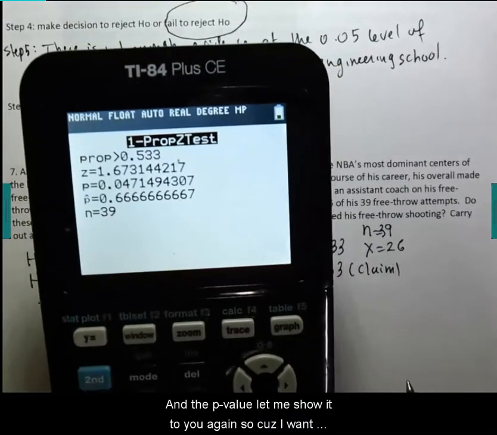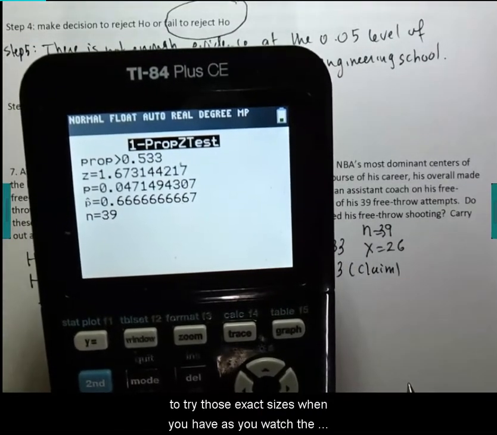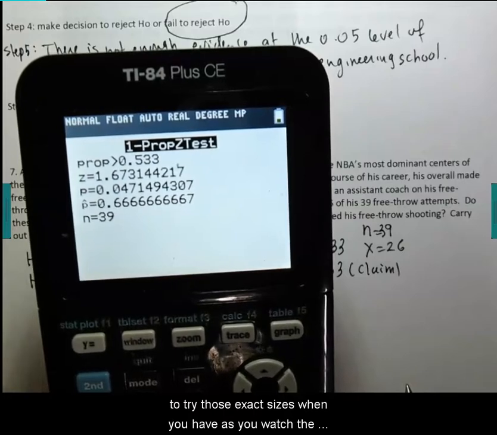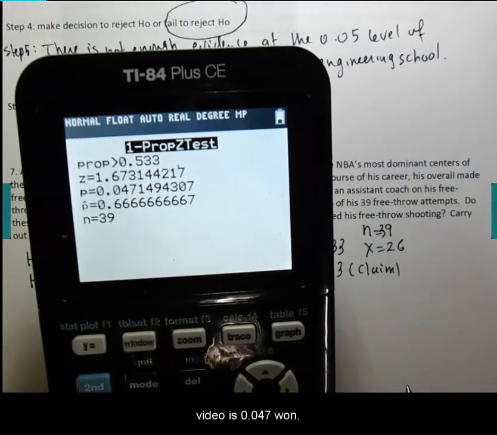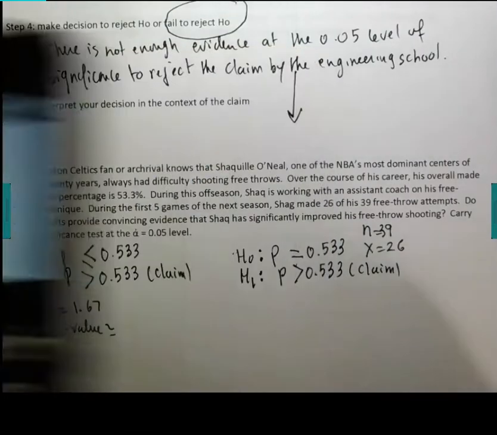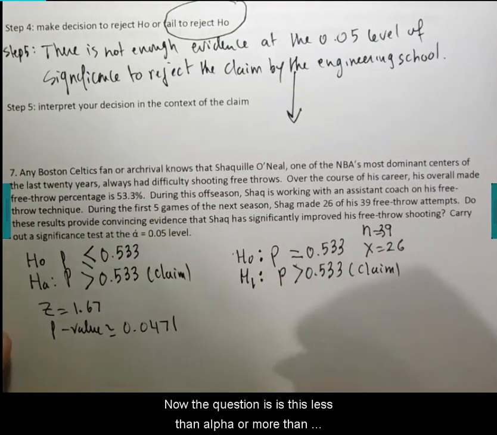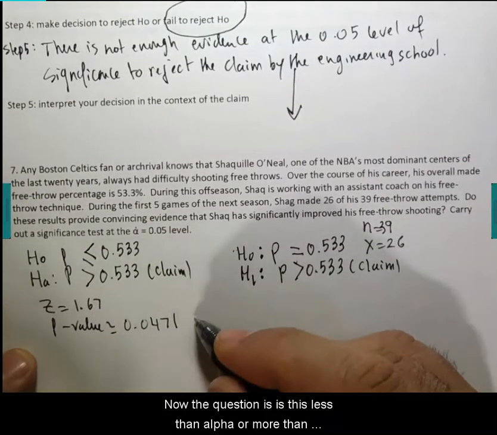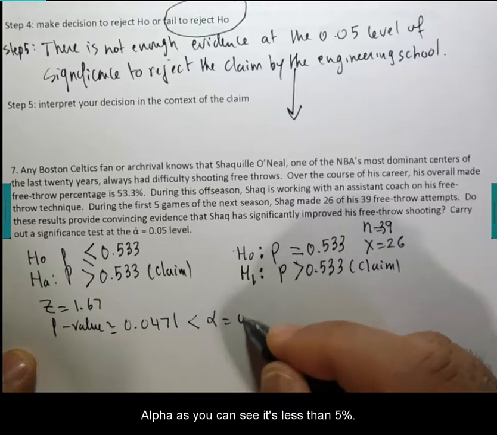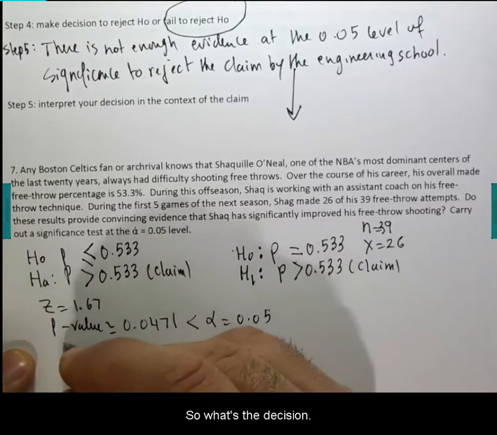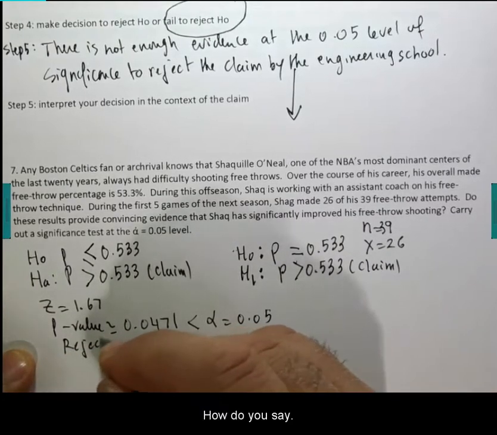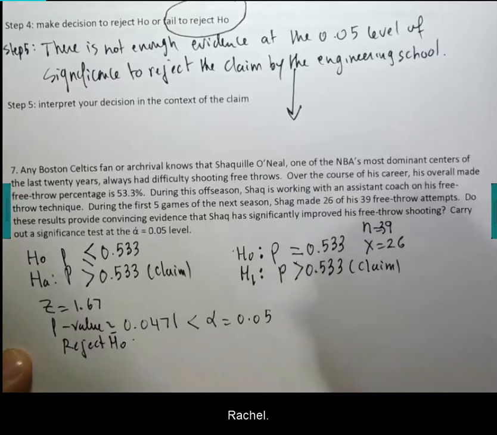And the p-value, let me show it to you again. So, because I want you to try those exercises as you watch the videos. 0.0471. Now the question is, is this less than alpha or more than alpha? As you can see, it's less than 5%. So what's the decision? Reject H0.